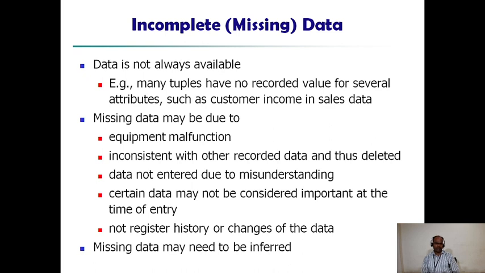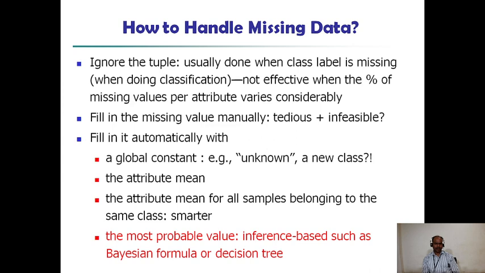So missing data may be due to equipment malfunction. There may be equipment that is not working, data inconsistent with other recorded data and thus deleted, or data not entered due to misunderstanding. The data may not be considered important at the time of entry, or the history or changes of the data were not registered. Missing data may need to be inferred. So these are all different causes for incomplete or missing data. So how to handle this missing data? We have different techniques to ignore or handle this kind of missing data.